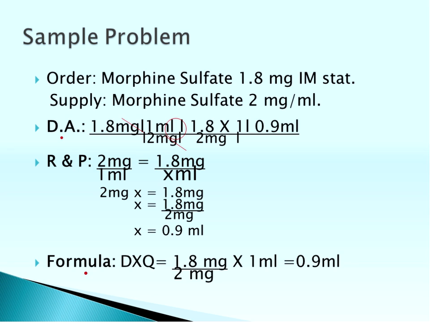And now I'm going to put my conversion in. So there's one conversion. Then what I do is I multiply 1.8 times 1, and then I have my 2 milligrams. I carry that over. I divide it into the numerator, and then I have my 0.9.